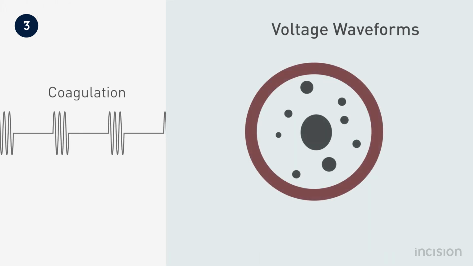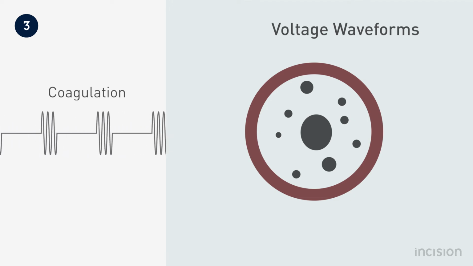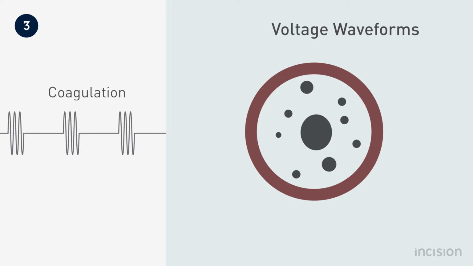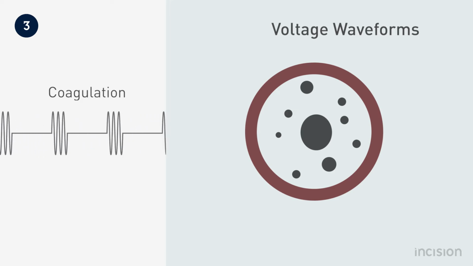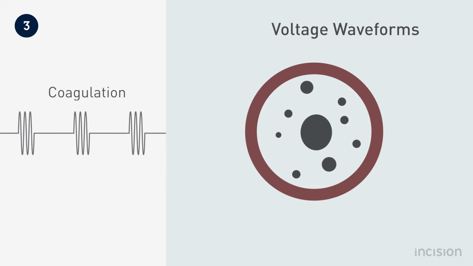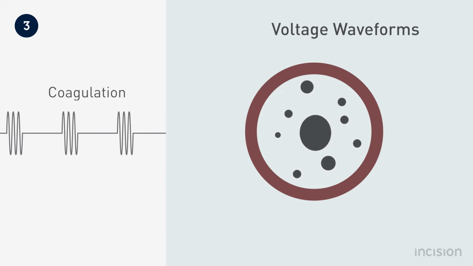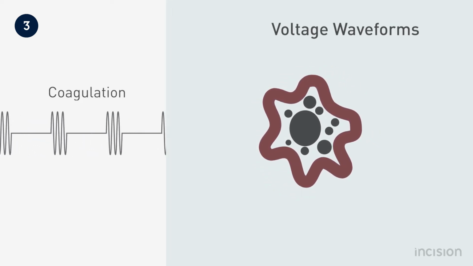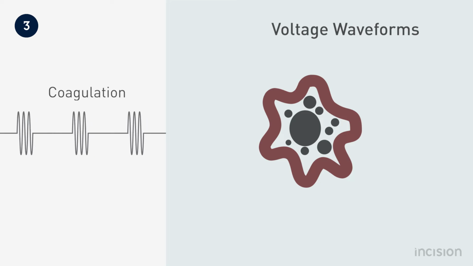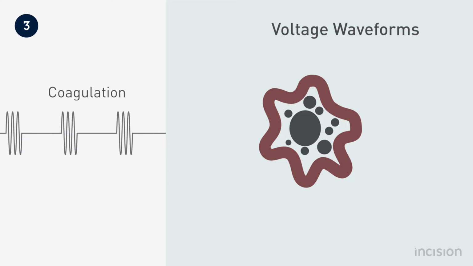In contrast, a coagulation waveform has a relatively high peak voltage waveform that is only activated for about 6% of the time. As a result, the surrounding tissue is heated with intermittent spikes and cools down in between, resulting in cell dehydration. This results in the cell forming a coagulum by the clotting of proteins and can be achieved with little, if any, scarring.